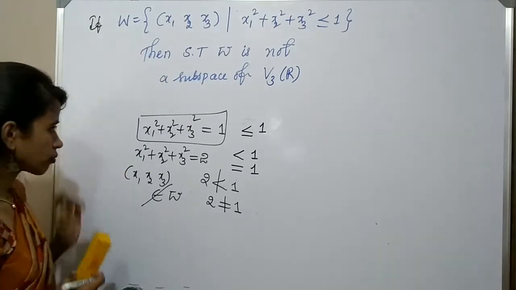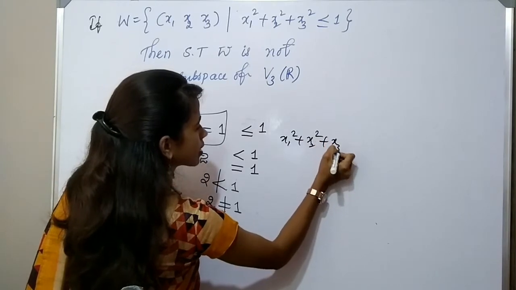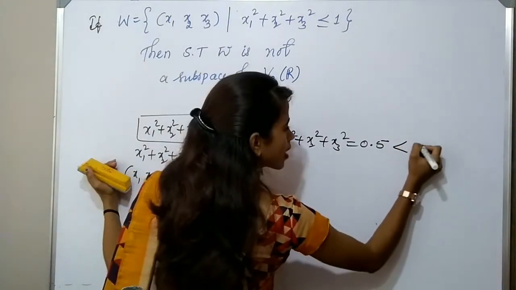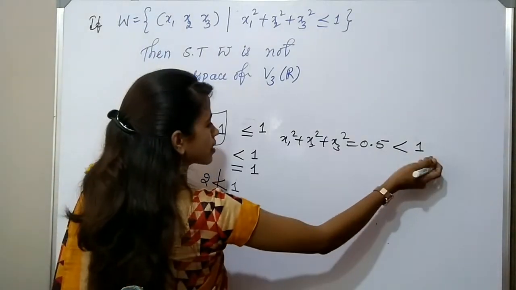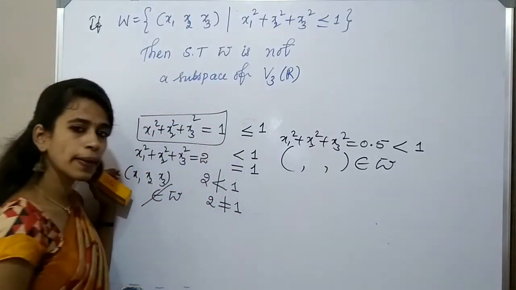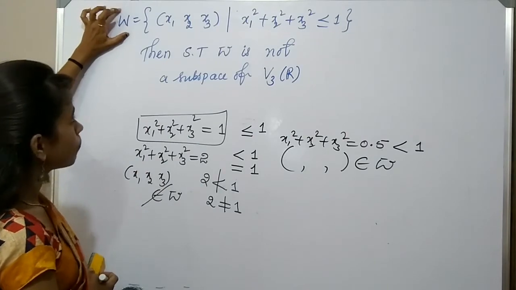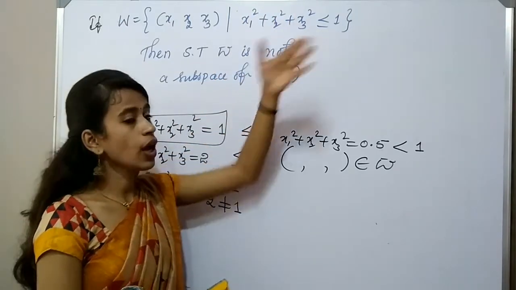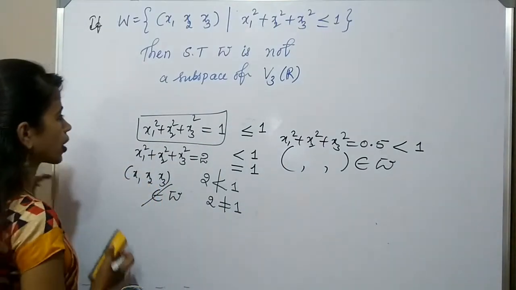Okay. So if the sum x1 squared plus x2 squared plus x3 squared is equal to, say, 0.5, clearly it is less than 1. So 0.5 is less than 1. Therefore, this ordered triplet clearly belongs to W. So an element is in W when the sum of the squares of its coordinates is less than 1 or equal to 1.